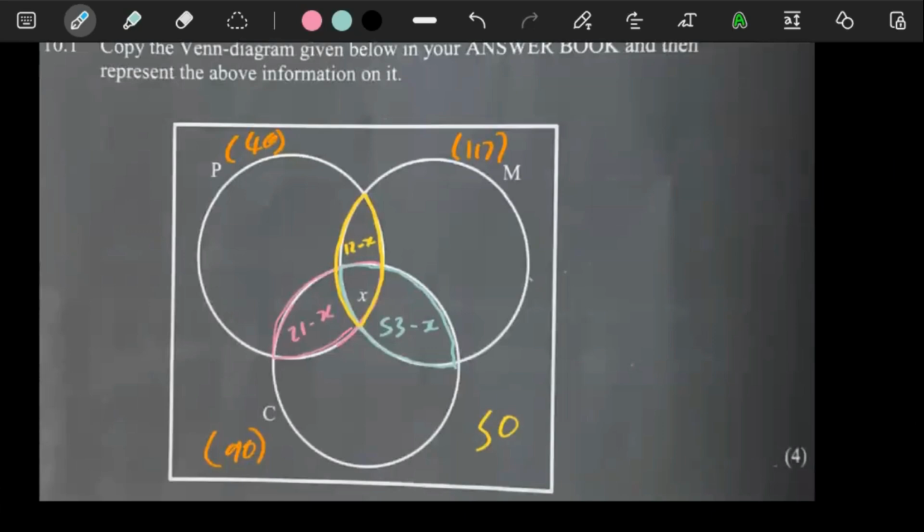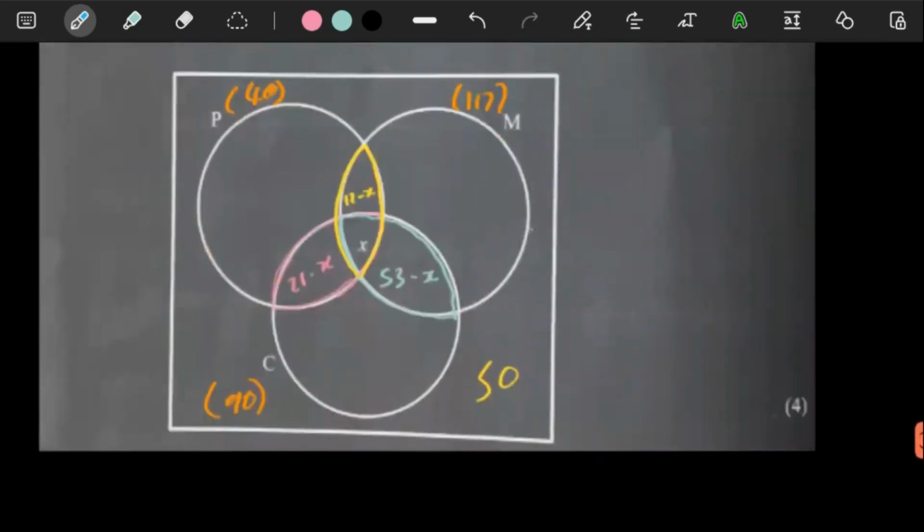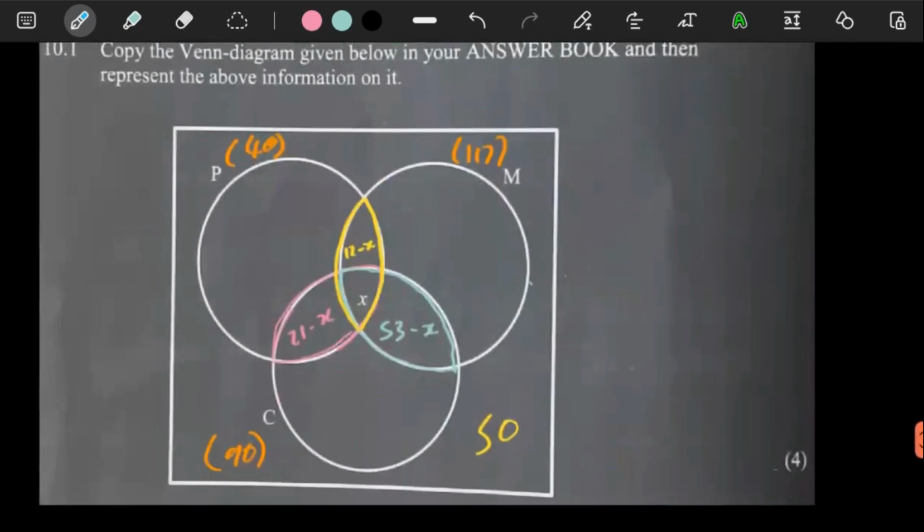Yeah, so this is where things get a bit tricky because, okay, fine, we copied and we put the information. Then they said here, calculate the value of x, the number of students that study all three. So we have to solve for x. The idea behind solving for x is what we know is this portion here is 40 minus this, minus this, minus that. But then putting that in there, I don't think it's going to help us with anything.